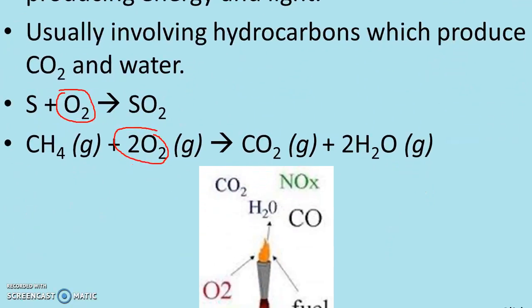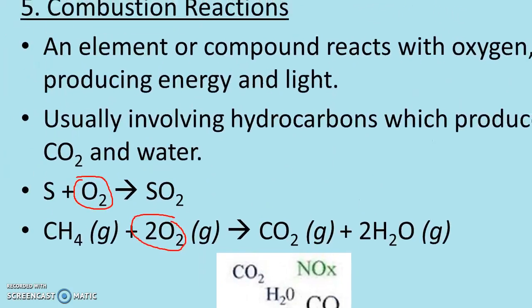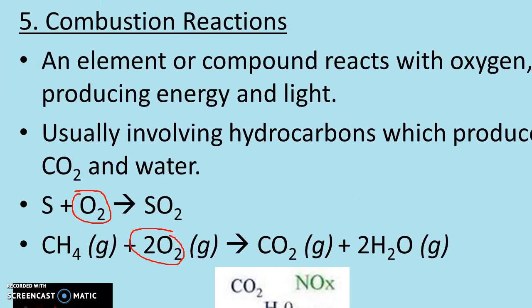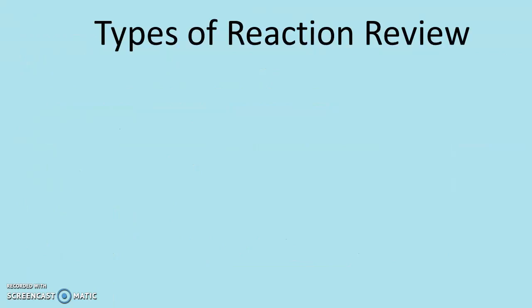And you can take a look here. This is what's happening in our Bunsen burners. We have fuel coming out, that's the methane, and then it's reacting with the air to produce CO2 and water. Okay, so those are the 5 types of reactions. We're going to look at some examples.